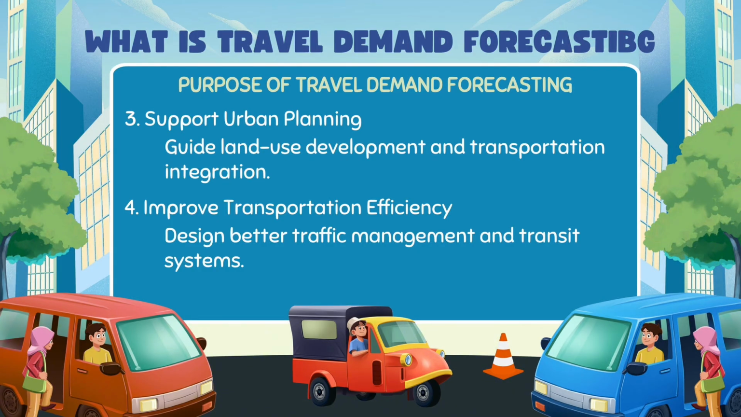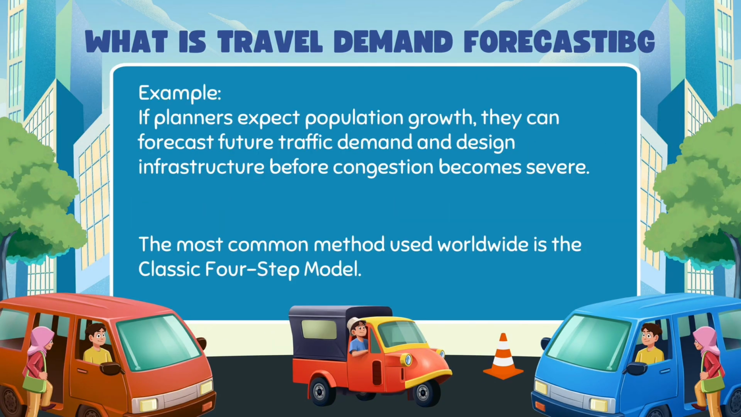So, it involves optimizing road networks, reducing delays, and enhancing public transport so that travel time, fuel use, and congestion are minimized. So, for example, if planners expect population growth, they can forecast future traffic demand and design infrastructure before congestion becomes severe. So, the most common method used worldwide is the classic 4-step model.